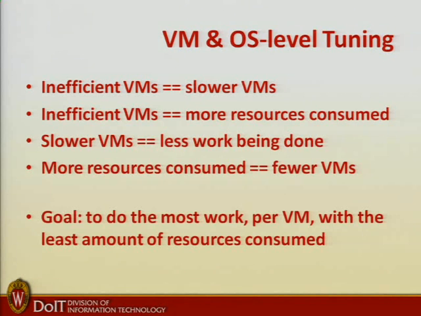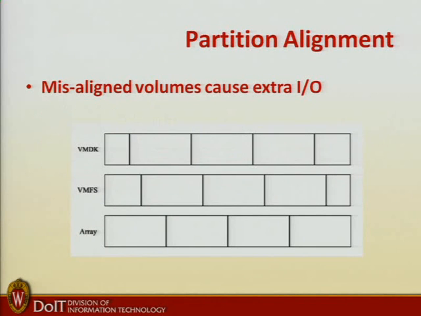So, getting on with it. Partition alignment. Number one thing you can do to hose your performance is not follow your storage vendor's guidelines for aligning partitions. Misaligned volumes cause extra I/O. I do have additional notes, but for the purposes of posterity, I put more information in the slides than I would normally. Anyhow, misaligned volumes.